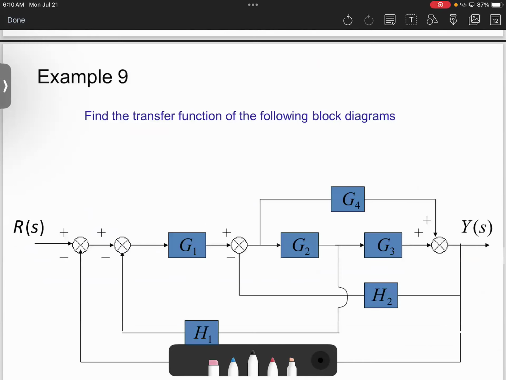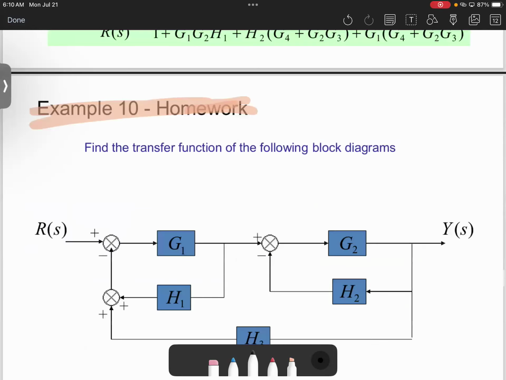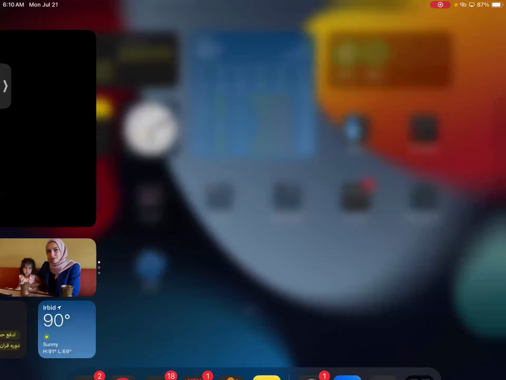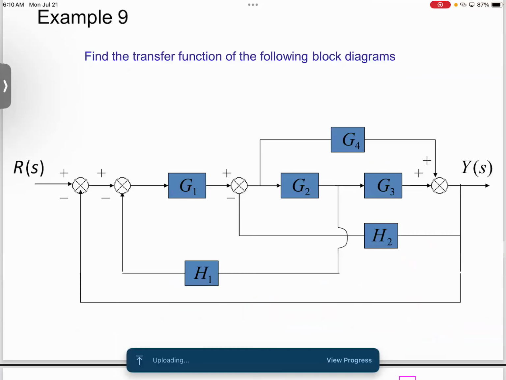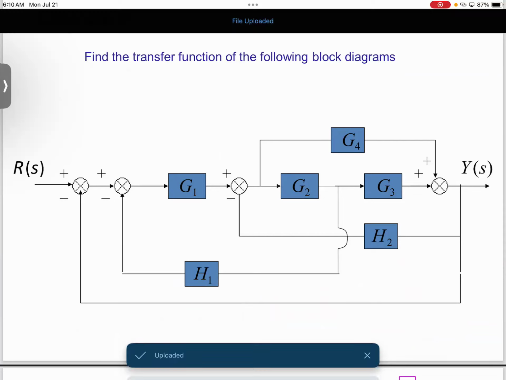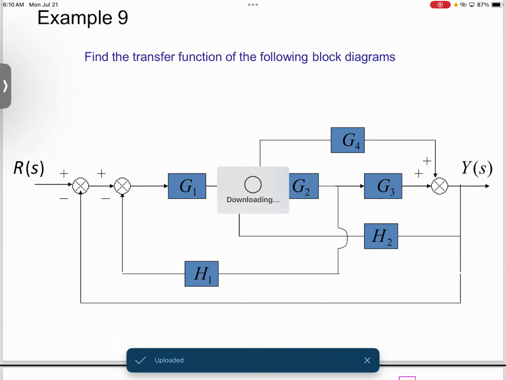Now, number 9. Number 9, because 10 is homework. So we will finish 9 and see. Come on. Number 9. Find the transfer function of the following block diagram. Where is it? Number 9? Let's see. Let's think about this. That's fine.